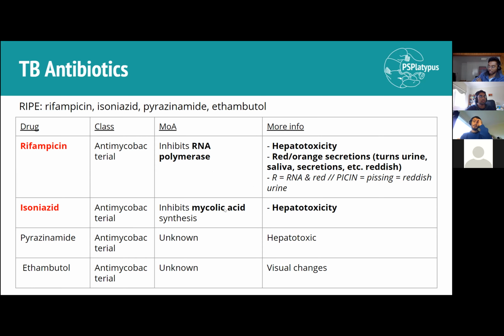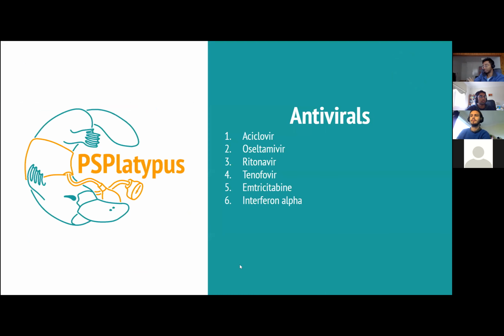Isoniazid inhibits mycolic acid synthesis, so that's one of the parts of the cell wall specific to tuberculosis. And that was antibiotics.